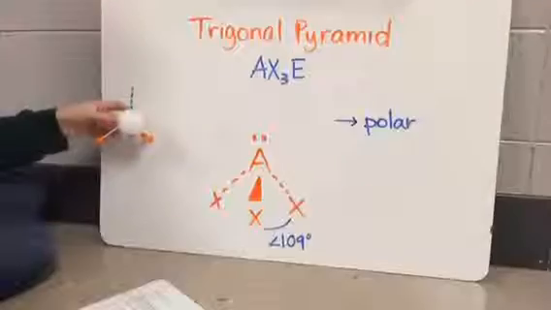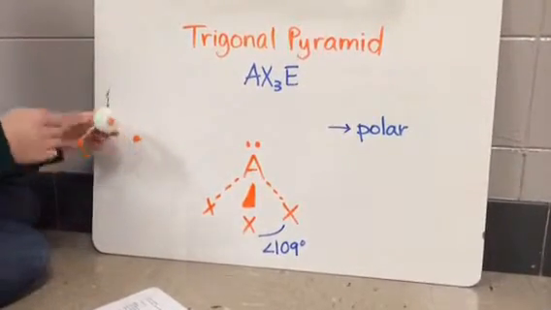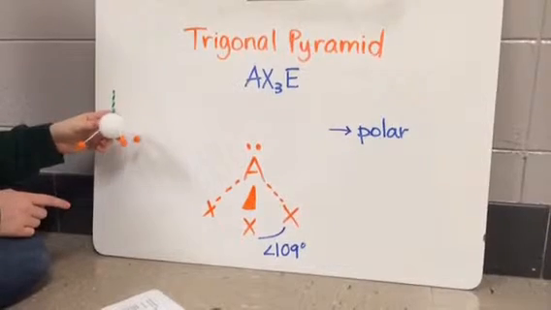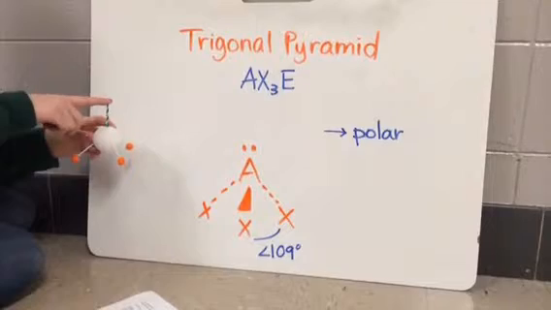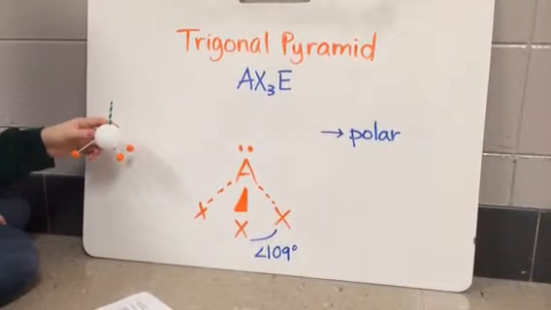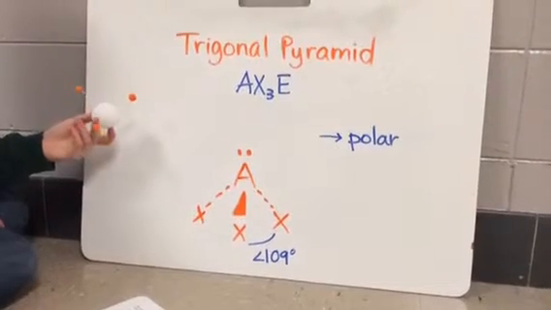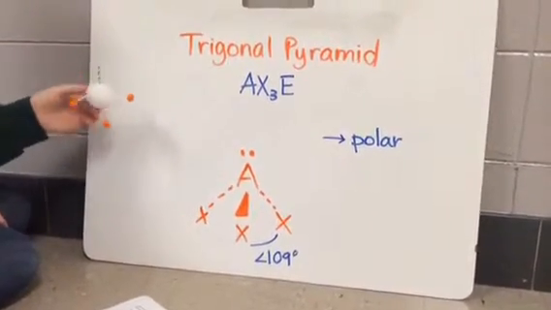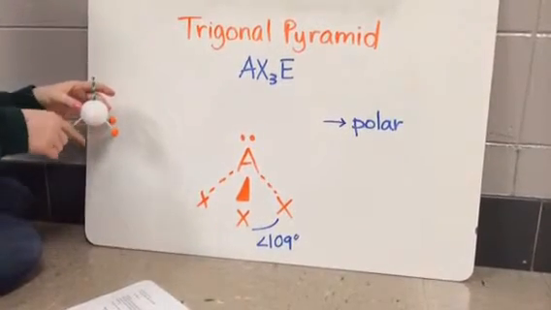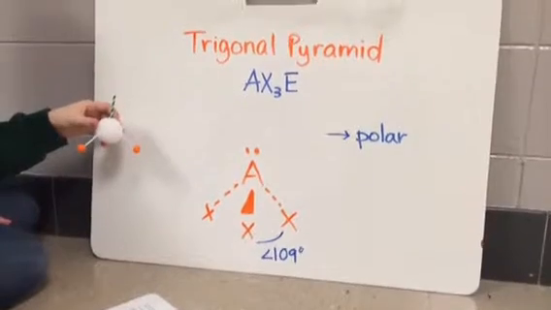Trigonal pyramid has three bonded pairs of electrons connecting three atoms and one pair of unshared electrons. Because the unshared pair repels the atoms more, it makes the shape of a pyramid, which is why it's called trigonal pyramid, and the atoms are less than 109 degrees apart. And the charges don't cancel in the middle, so it is polar.